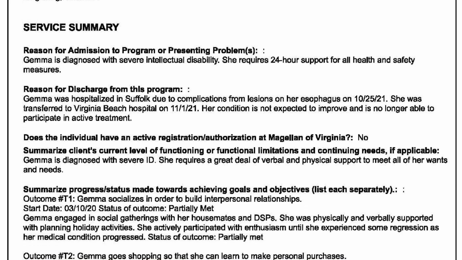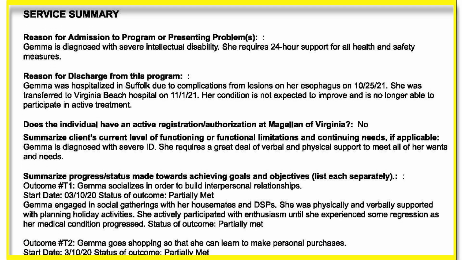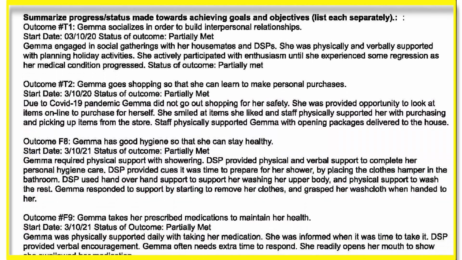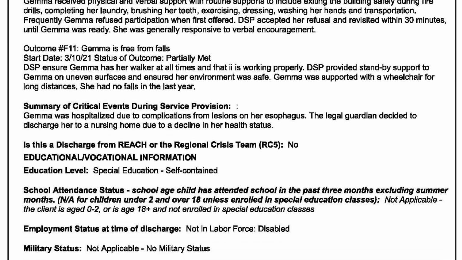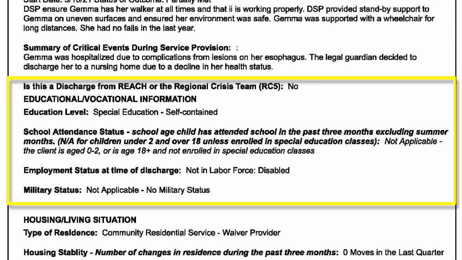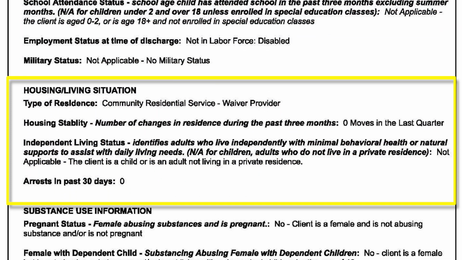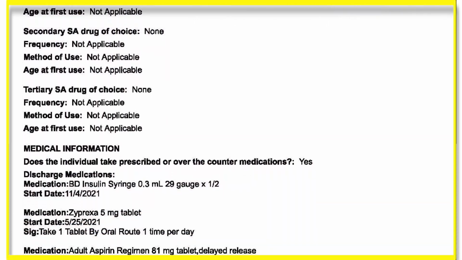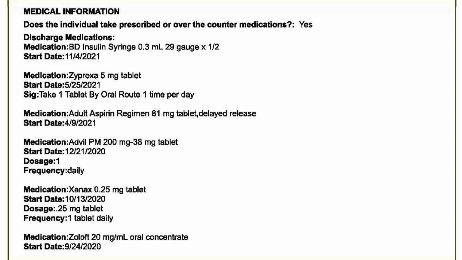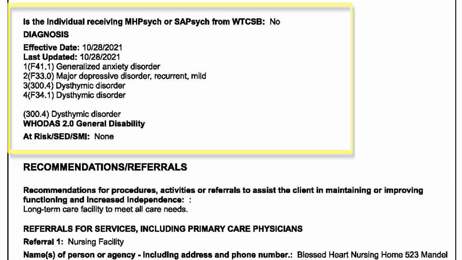The Service Summary section has multiple prompts including the reasons for admission and discharge from the program, whether there is an active MCO authorization, summaries of the individual's current level of functioning, and progress or status made toward achieving goals and objectives of their ISP, as well as any critical events during service provision. This section also includes educational or vocational information, details of their housing or living situation, substance use information, and medical information, including a list of all medications. And finally, the individual's diagnosis.